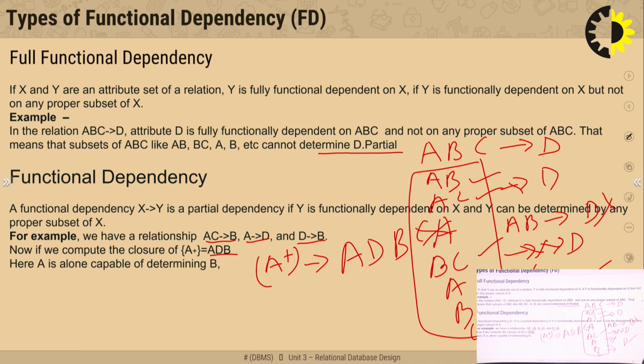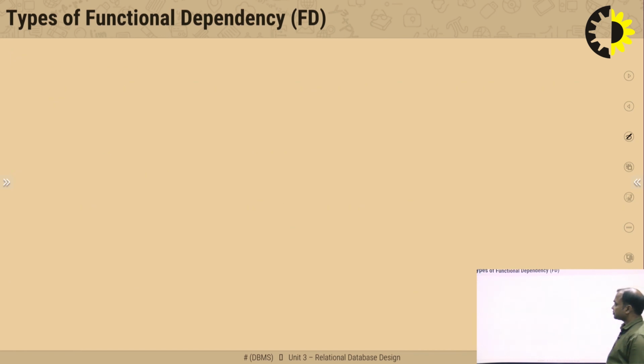Means in this scenario, if this is the closure, then A can determine any subset of this. A can determine D, A can determine B. So this is what we call functional dependency of other data. Clear?